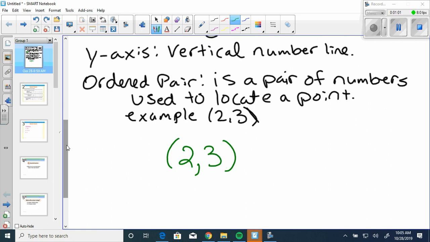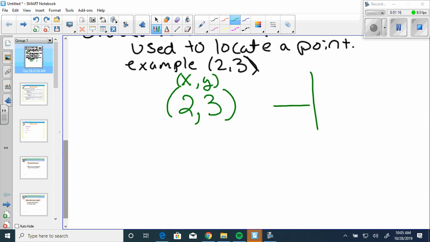An ordered pair is a pair of numbers used to locate a point. An example, the point (2, 3). We have parentheses around the numbers and a comma between them. This stands for x, comma, y. So that means from the origin, right here, you go to the right 2 and up 3. So we go right 1, 2, and up 1, 2, 3. And we put a dot there. Now I'm going to get rid of that line that I put in there because we don't need the lines. We just need the dot. This is (2, 3).